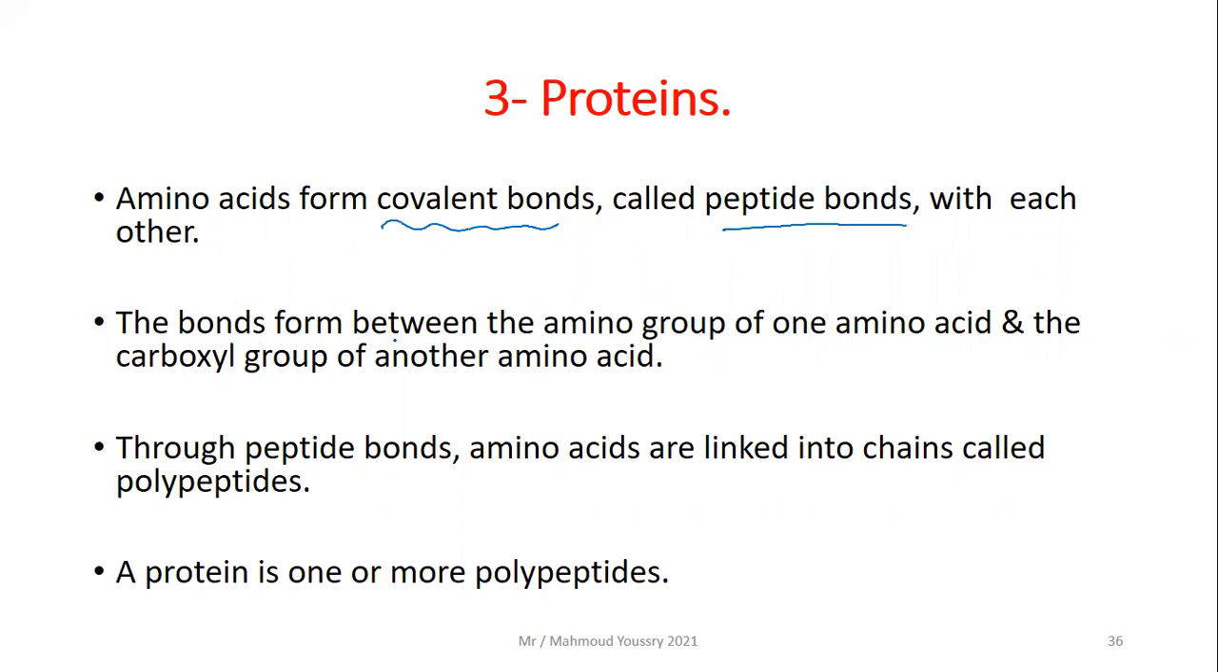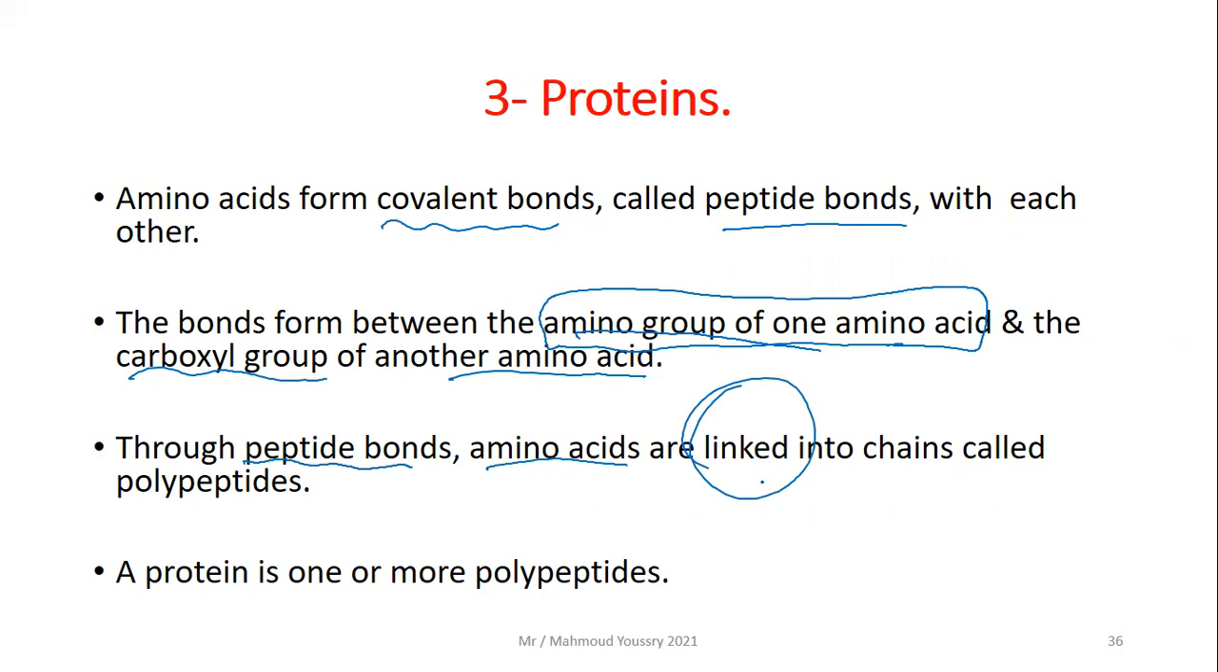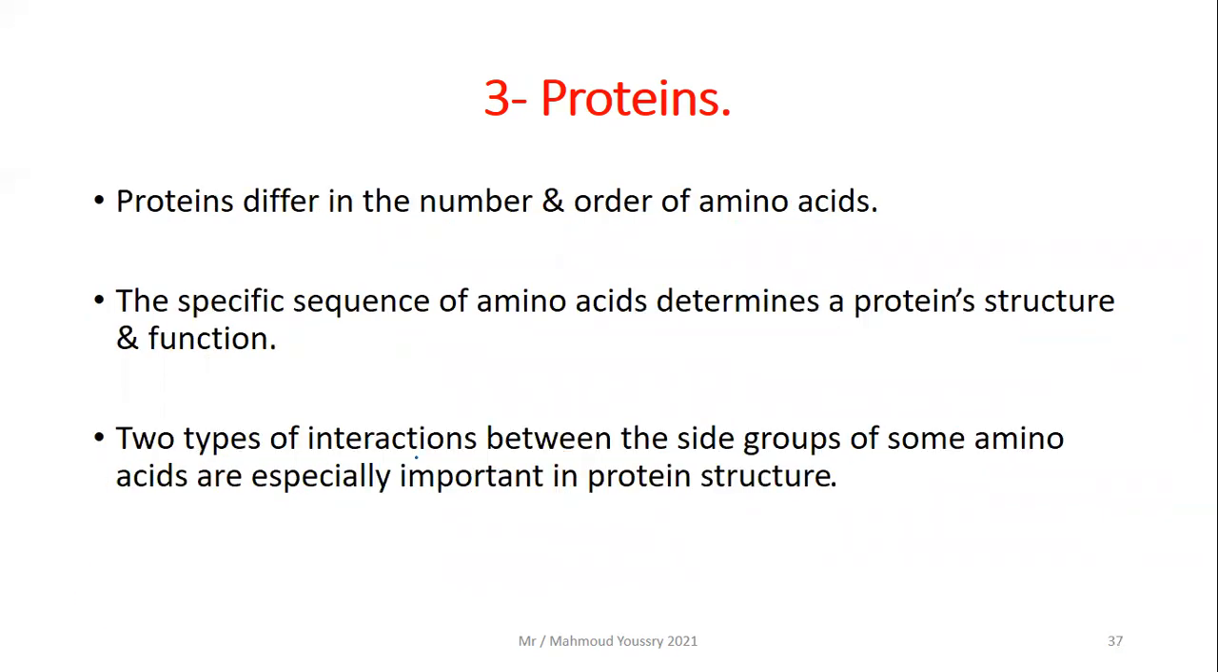The bonds form between the amino group of one amino acid and the carboxyl group of another amino acid. This is to make sure that we got the idea. Through peptide bonds, amino acids are linked into chains called polypeptides. So what is a protein? It's one or more polypeptides.